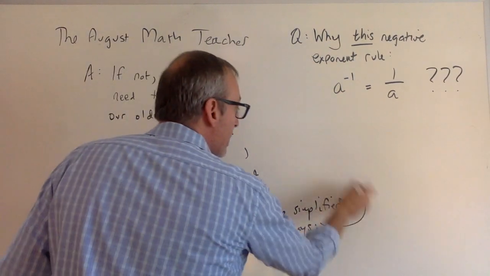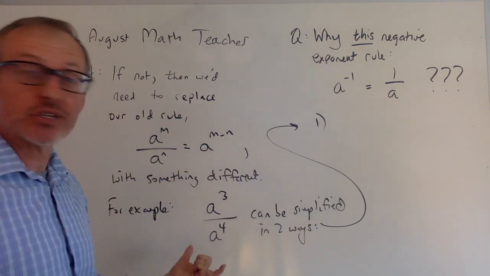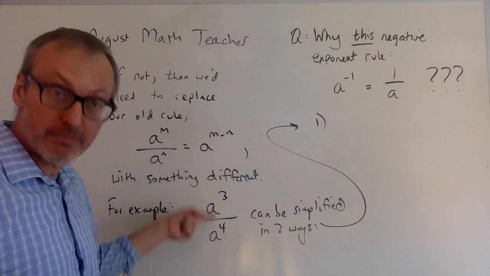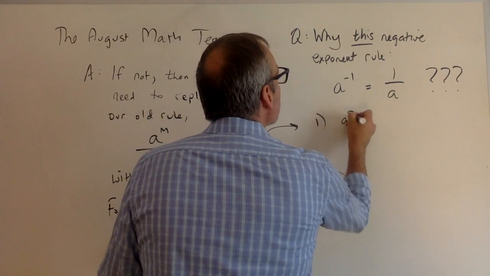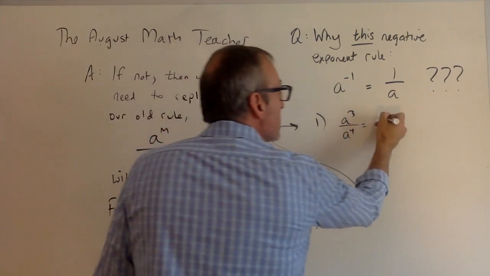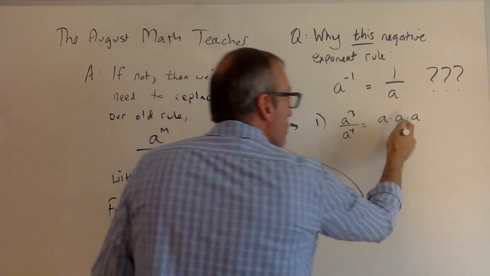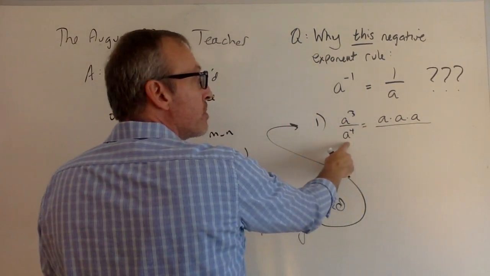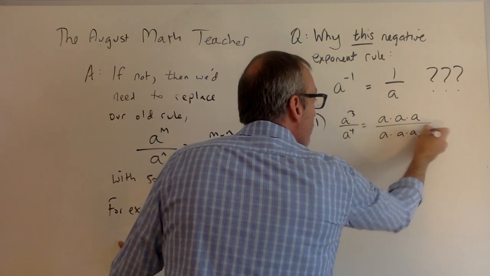The first way, way number one, is just think about what these symbols actually mean and do a little bit of algebra on them. A to the third divided by a to the fourth is equal to, think about what a power means. It means you take the number a and you multiply it by itself that number of times, so 3 of them. What does a to the fourth mean? It means a times a times a times a, 4 times.